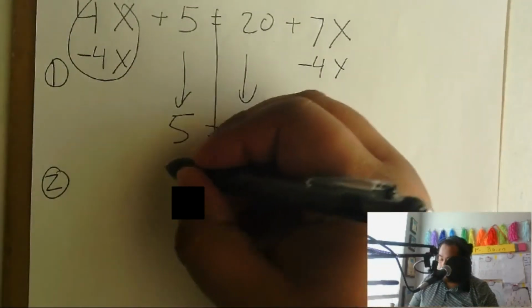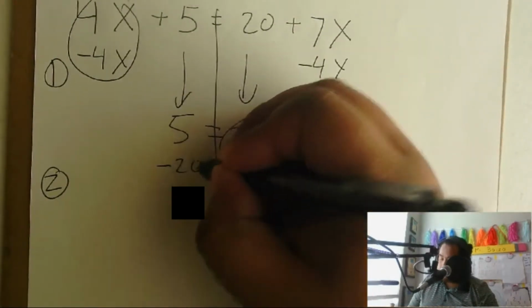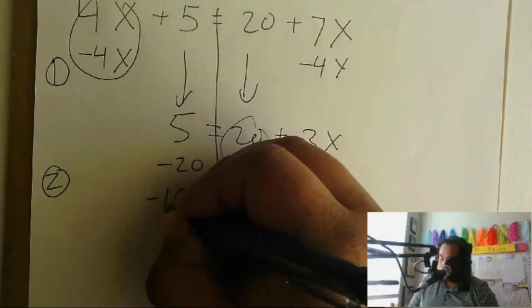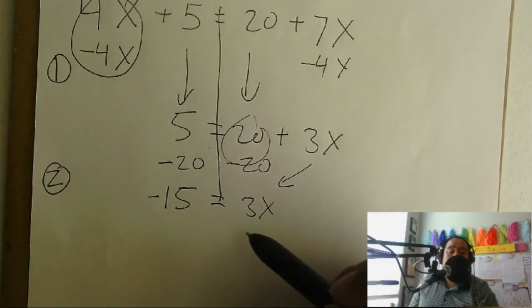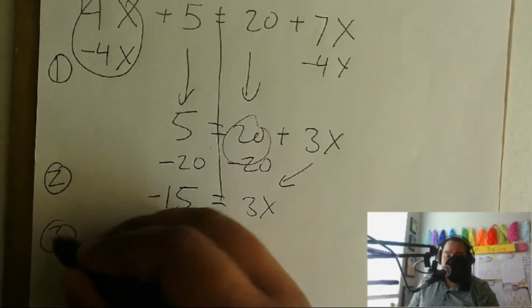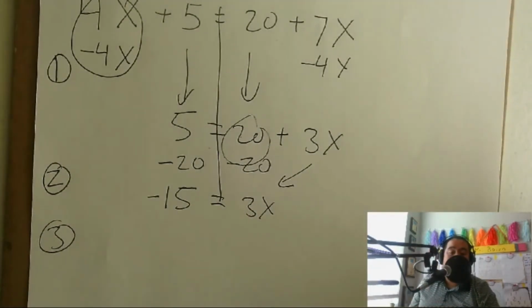Whatever I do to one side, I got to do to the other. So 5 minus 20, I'm going to subtract that 20. So that's going to leave me with a negative 15 because I'm taking away more than I have. So now my last step, step number 3, is I'm going to go ahead and solve for my variable. I want to figure out what is that x value.